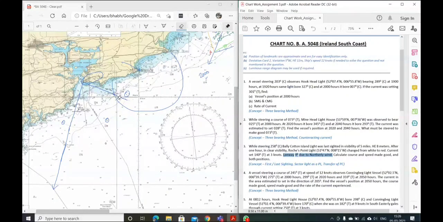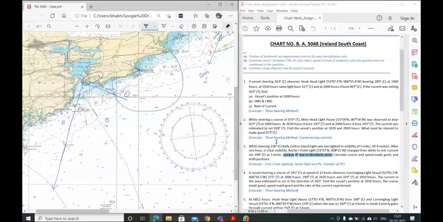So does anything come to the mind, beta? What can we do here? [Student: Sir, we will transfer the position circle.] That's right, beta. So we will transfer the position circle.